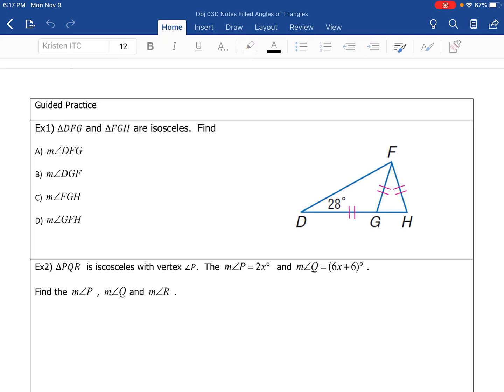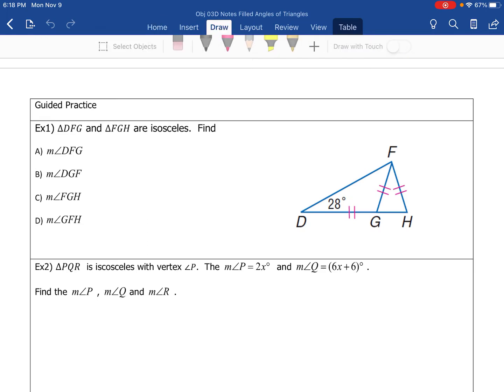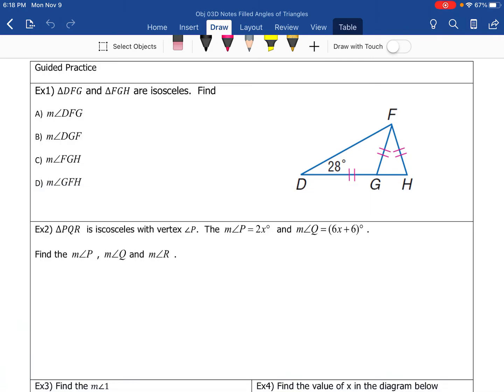So the first thing is a measure of DFG. In this case, I would not go through and find the angles in the order that it's giving to you. I would find the angles and then answer the questions. For this particular problem, you're only given one thing: this angle right here is 28 degrees, but you're also given that these triangles are isosceles.